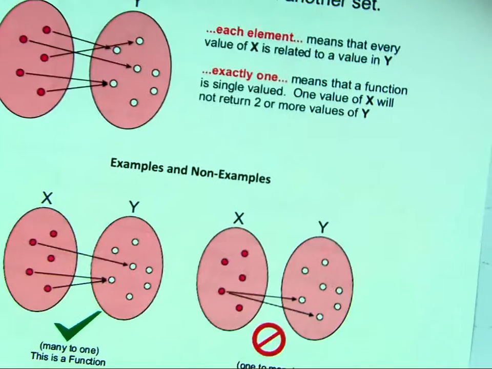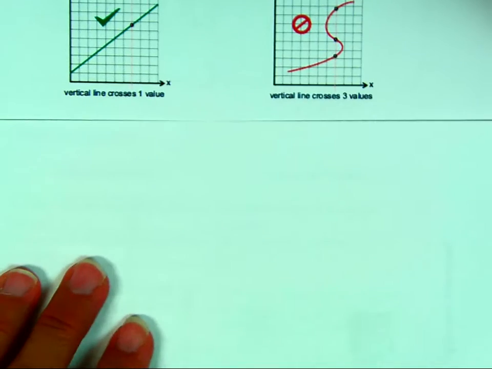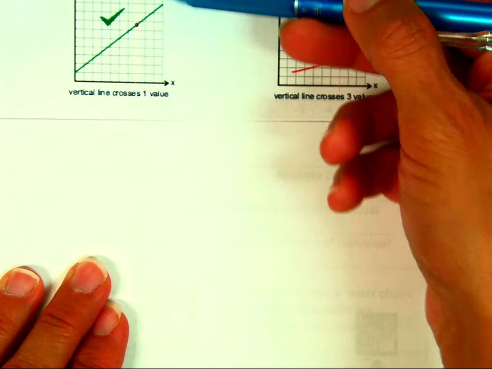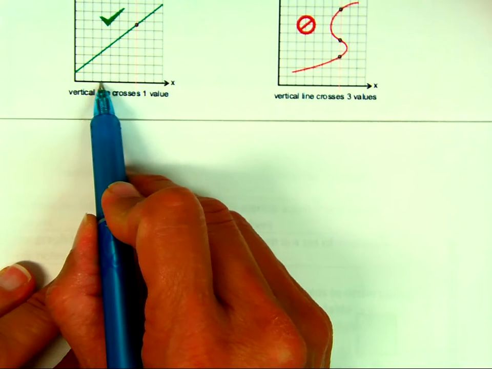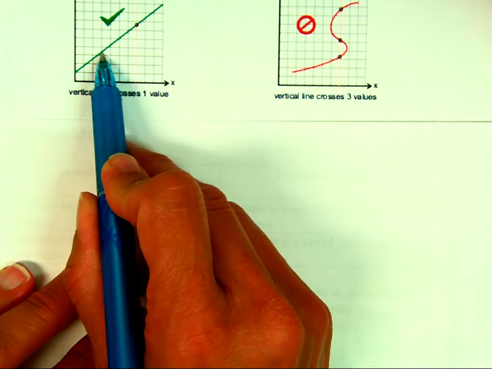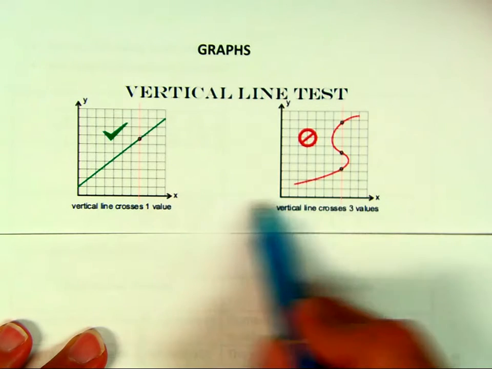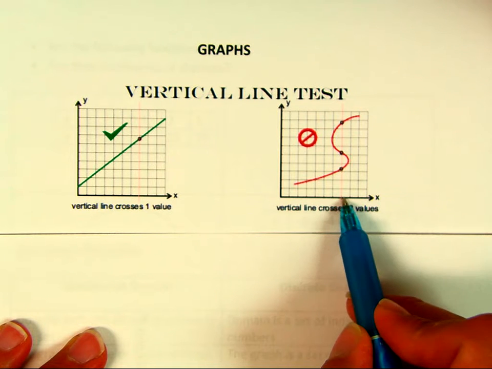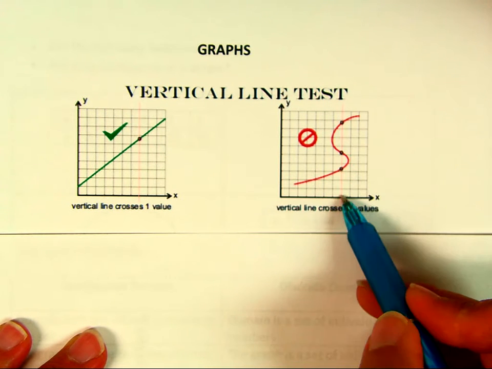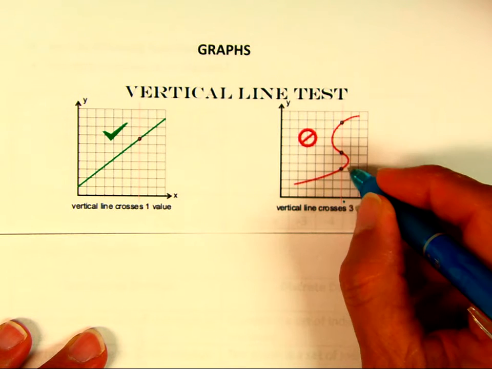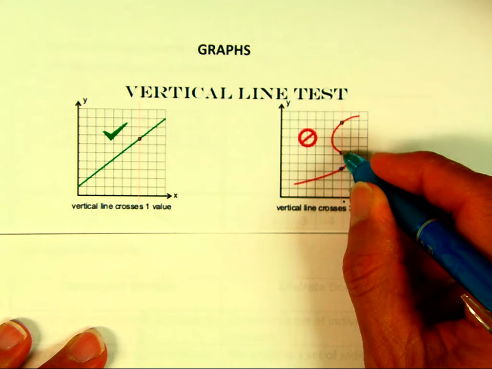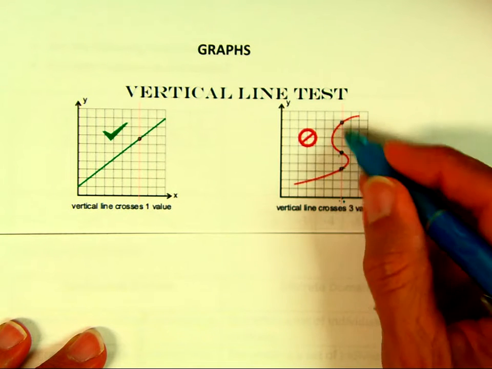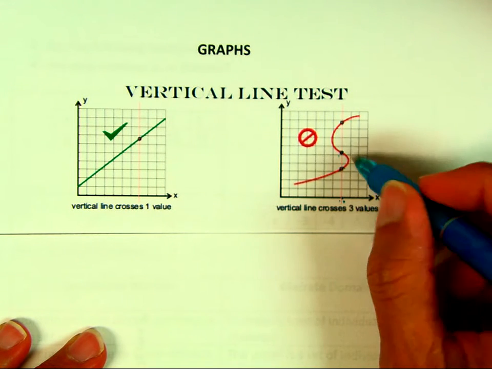Okay, now we're going to look at a graph. So at a graph, our x's are going left to right. So if I go over here, let's say that's 3, and I go up, how many y's did I hit? I just hit 1. Over here, if I go to this number right here, 1, 2, 3, 4, 5, 6, 7. If I go to 7, I'm hitting the graph 3 times. You'll notice that I have 7 going to 3 different y's. Not a function.